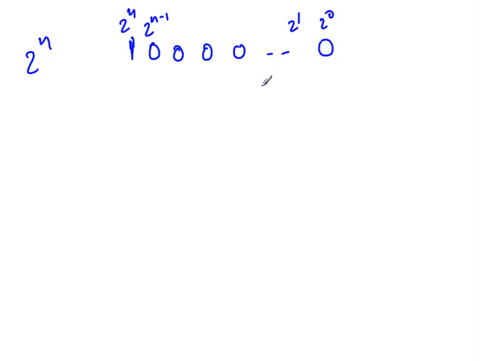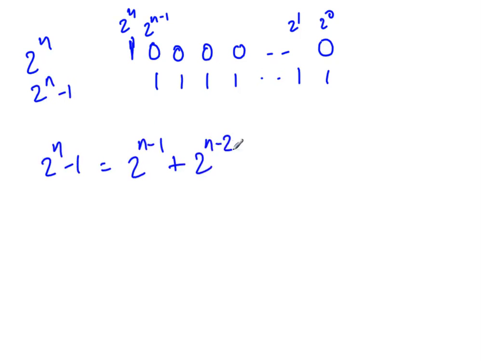Right? So if you think of it in binary, 2 to the n will be 1, and then a bunch of zeros. So this is 2 to the 0, 2 to the 1, 2 to the n minus 1, and 2 to the n. So this is 2 to the n in binary. So if I now have 1s everywhere before that, this is the number 1 less, which is 2 to the n minus 1. So 2 to the n minus 1 is 2 to the n minus 1 plus 2 to the n minus 2 plus and so on, plus 2 to the 1 plus 2 to the 0.